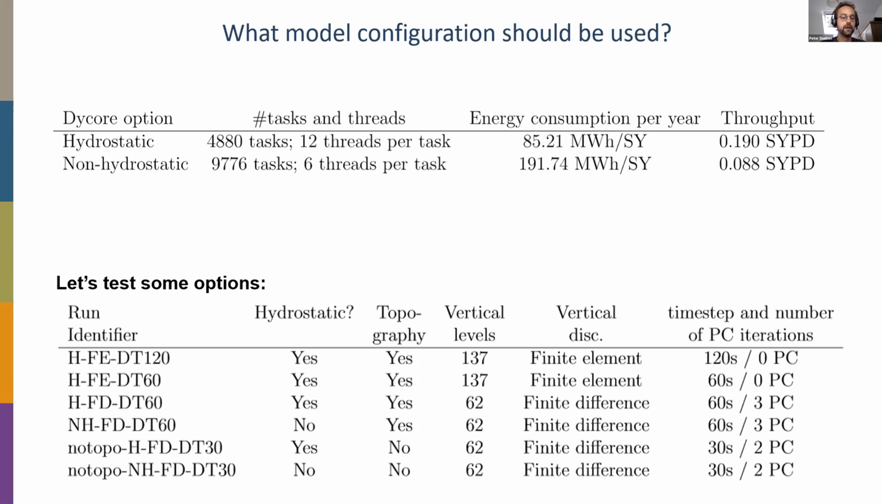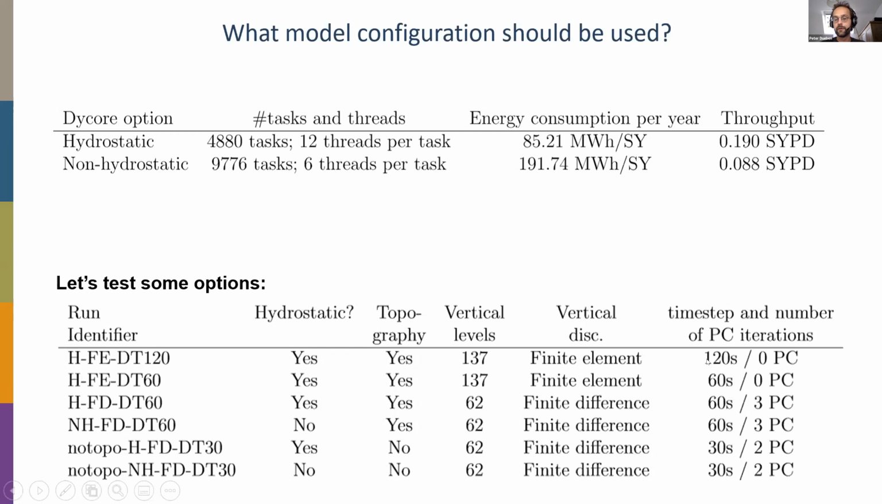of the solutions. So let's make a couple of different tests with a couple of different model simulations. We can either use hydrostatic or non-hydrostatic cases. We can work with or without topography. We can work with 137 vertical levels or 62 in this case, admittedly, because we couldn't afford to go much higher for the non-hydrostatic cases on this machine. And then we use either finite element discretization in the vertical, or finite difference discretization in the vertical, two different options. For the non-hydrostatic case, we actually need to work with finite difference.